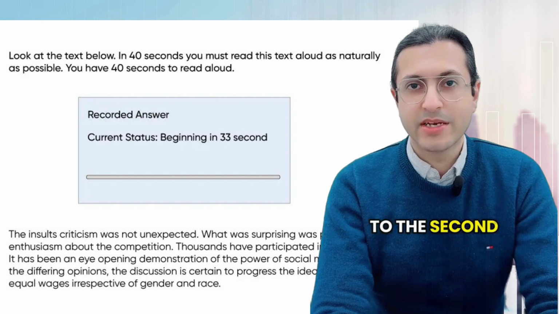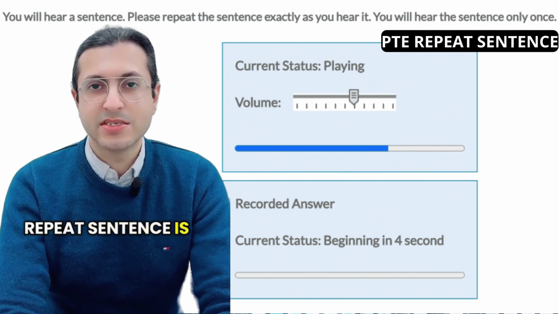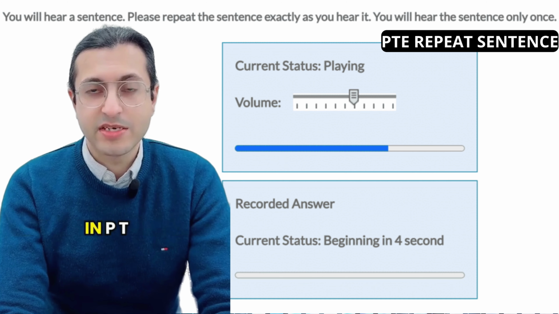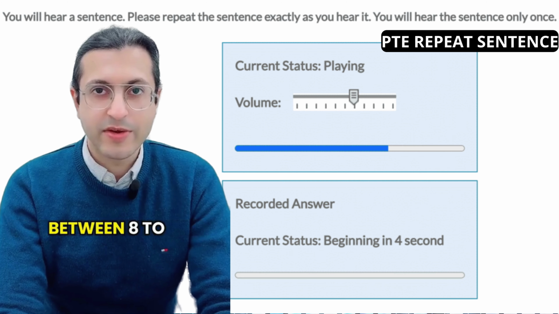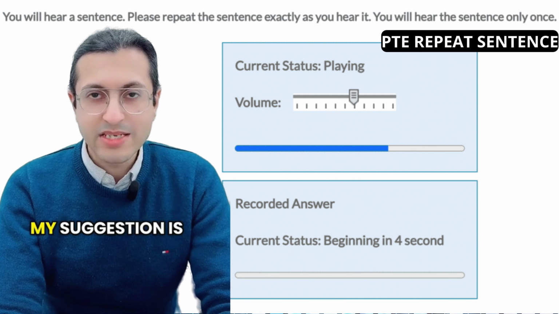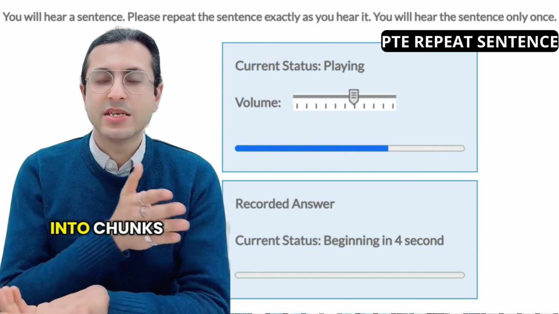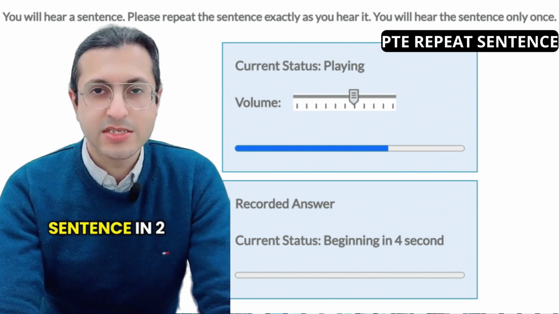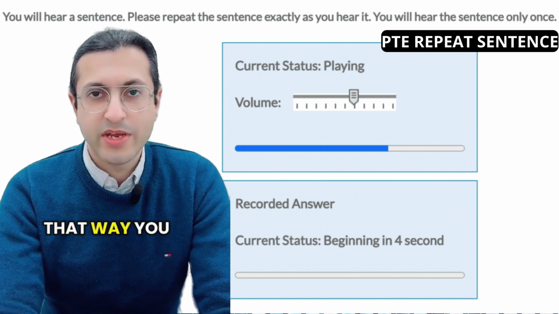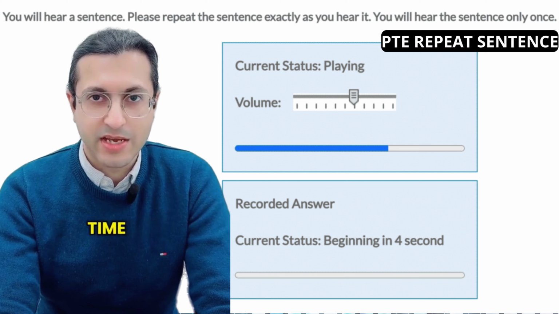Now let's go to the second task, repeat sentence. Repeat sentence is a task which a lot of people find difficult in PTE to crack. You get 10 to 12 sentences which are generally between 8 to 12 words. My suggestion is break the sentence into chunks. That's called the chunking method. So divide a sentence in 2 or 3 phrases. That way you can try to focus on one phrase at a time.